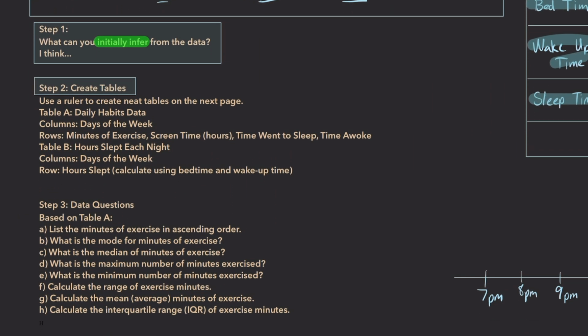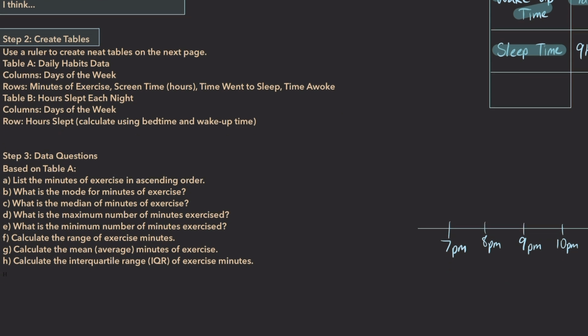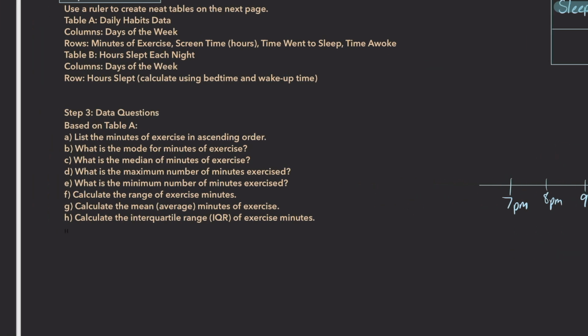All right, so this says use a ruler to create a table. We've done that. Table A, daily habits data. We did columns, days of the week. Yep, we did that. Columns are the ones going down. And rows, we did minutes of exercise, screen time, hours. Okay, and we did that. Table B, well, we put that in the same thing. Hours slept each night.